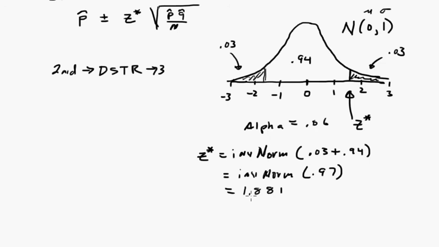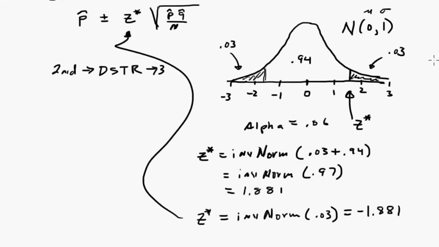Now the shortcut, if you're taking a test and you just want to get going as fast as you can, do inverse norm and just put in 0.03. And what you're going to get is negative 1.881. So you can just take the absolute value of that and plug it in right here.